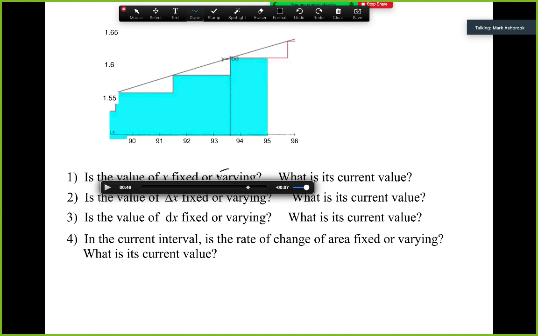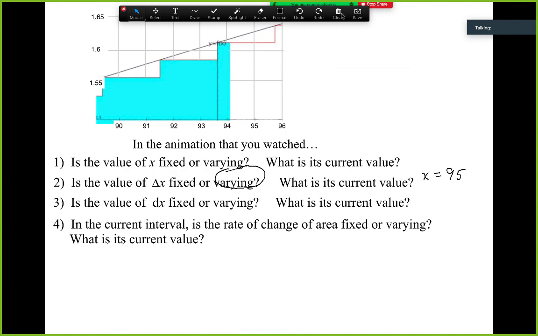So our x is varying, but currently, where I paused it, it's 95. Okay, what about delta x? Delta x was our chosen interval width. Is that fixed or varying? Fixed. Sorry about the bar here. Actually, I'm going to move on to the next slide because it has it better. Oh, and I'm actually showing a different x, so we're going to start over. We're going to clear all the drawings. All right, here we go.